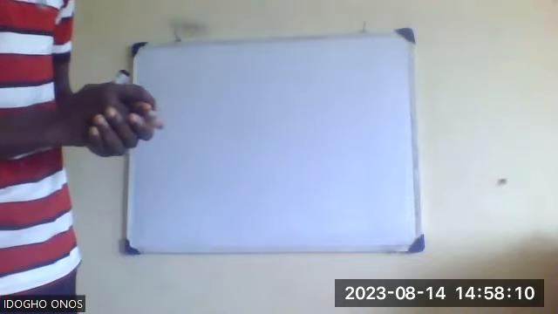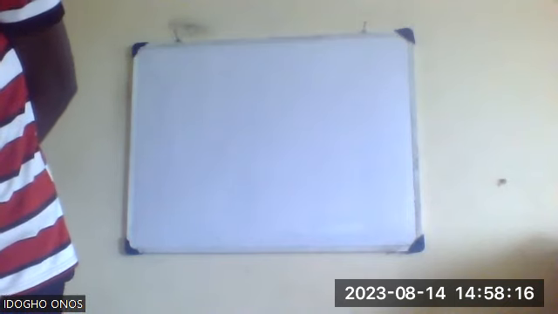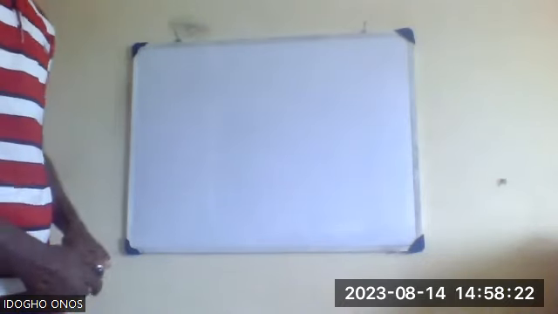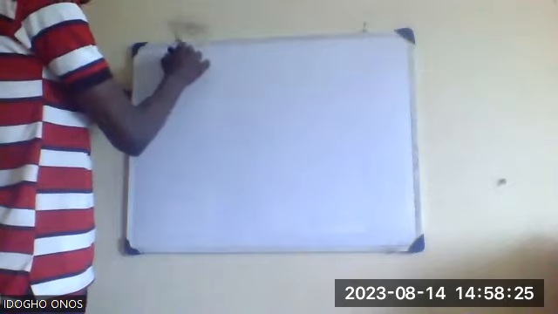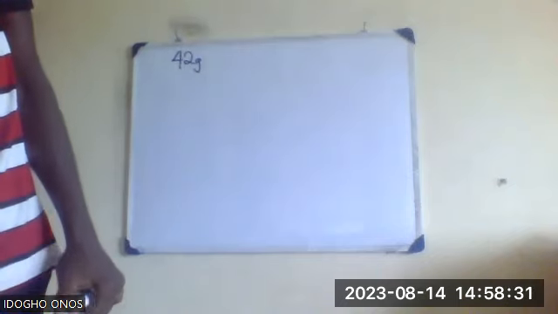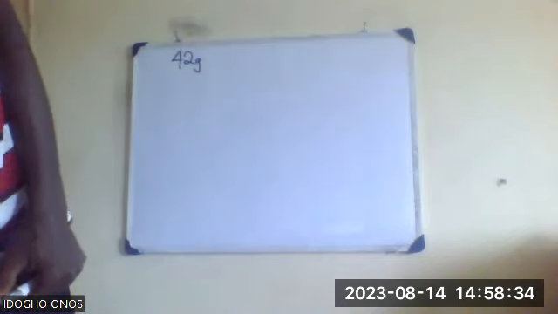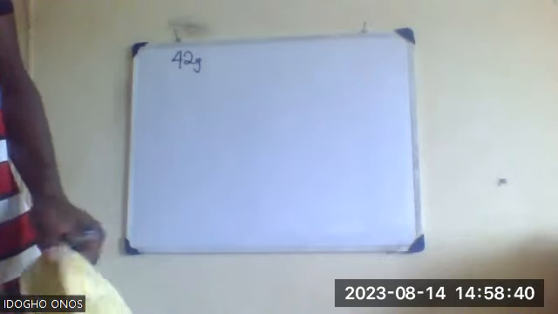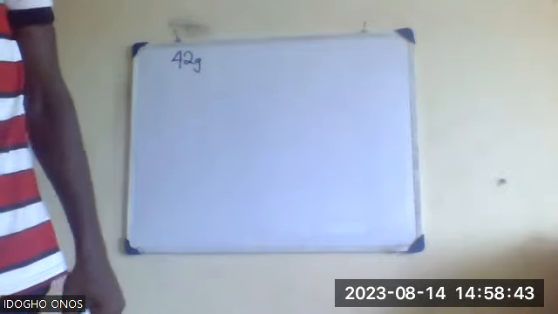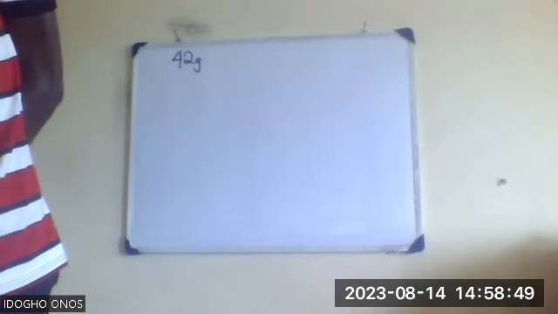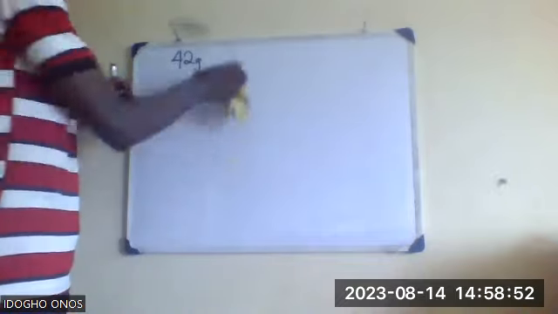So in respect to that, let's write this question down. What is the rate of hydrolysis of 42 grams of sodium ethanoate in 1 dm³ vessel if the process takes 30 seconds?